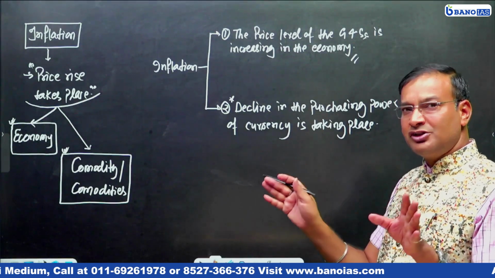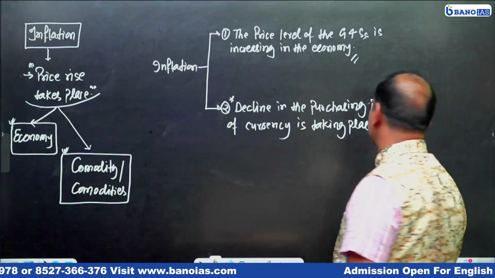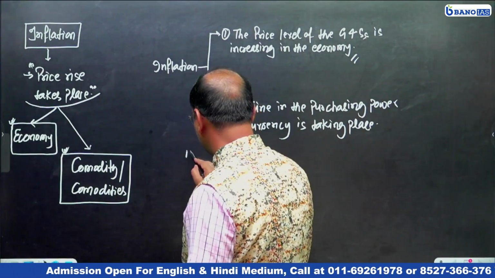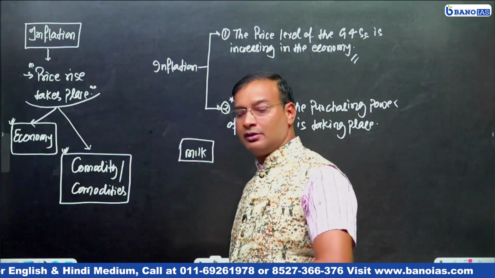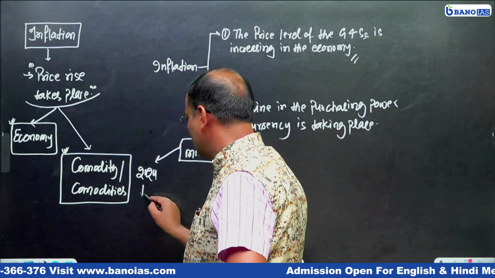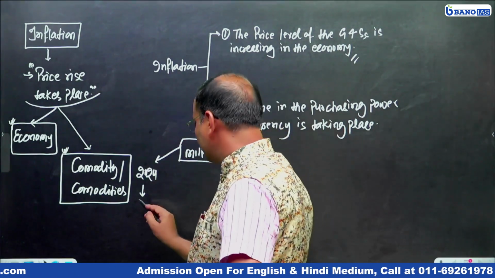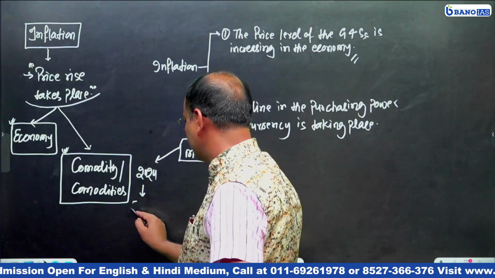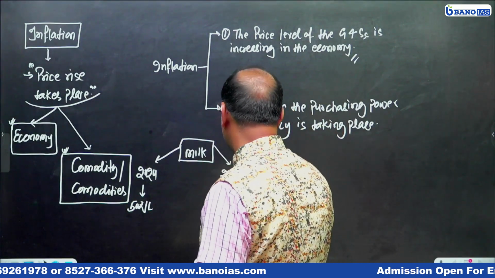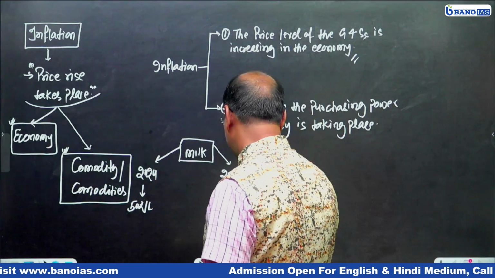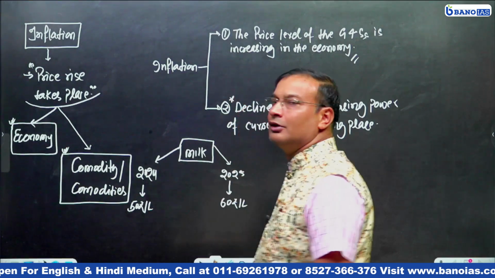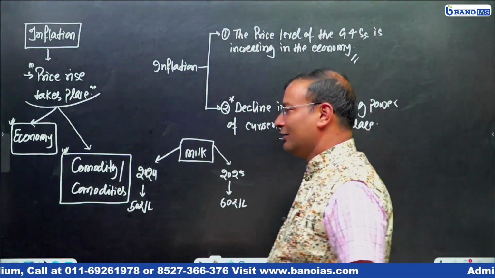Now I am trying to substantiate this with one very simple example. Suppose our commodity is milk. Try to understand: in the year 2024, I am assuming, the price of milk was 50 rupees per liter. In the current year 2025, suppose the price of milk has reached 60 rupees per liter. Now you have to think about two things.